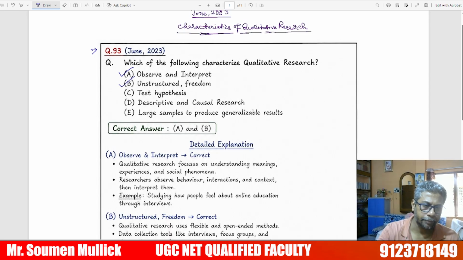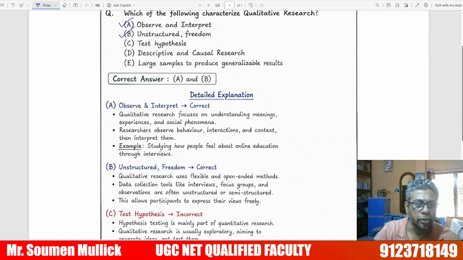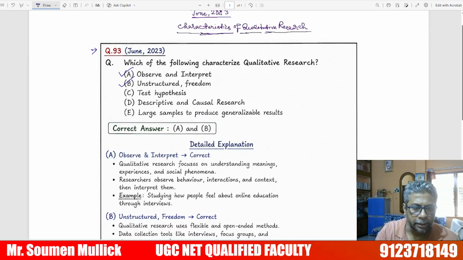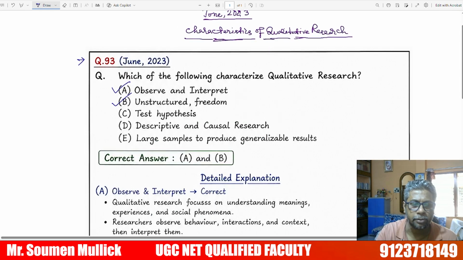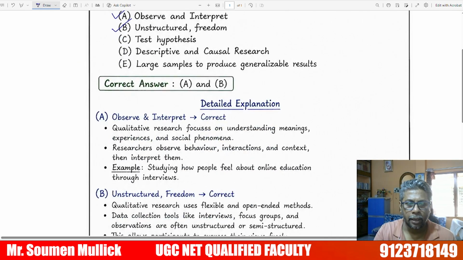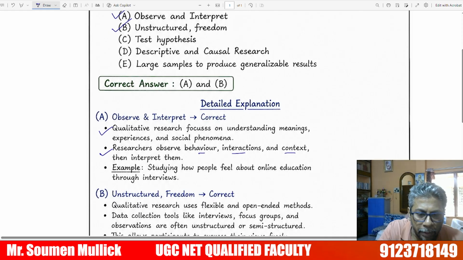Why are they correct? First of all, in the case of qualitative research, observe and interpret is correct. The main focus of qualitative research is on understanding the meaning, experience and social phenomena. Qualitative research observes behavior, interaction and context, then interprets them. Example: studying how people feel about online education through interviews.